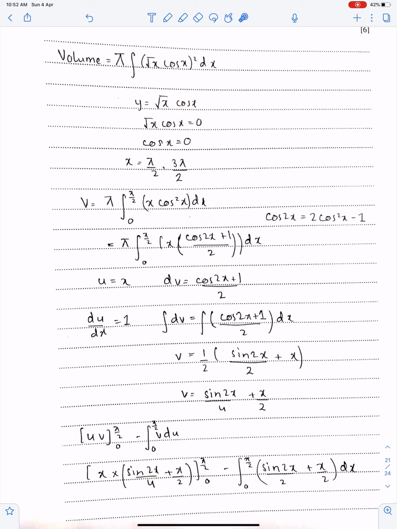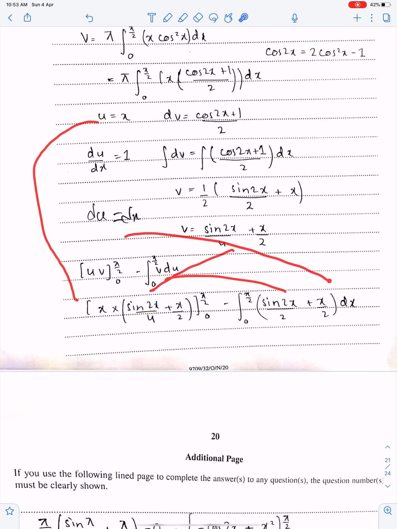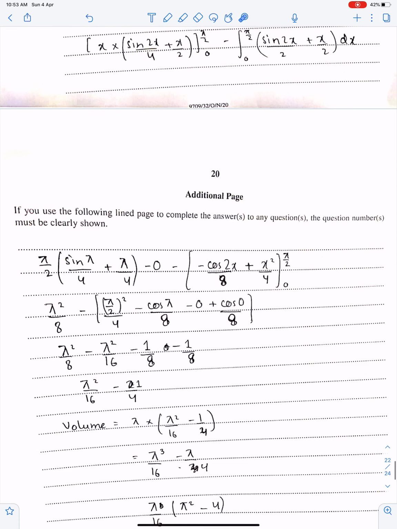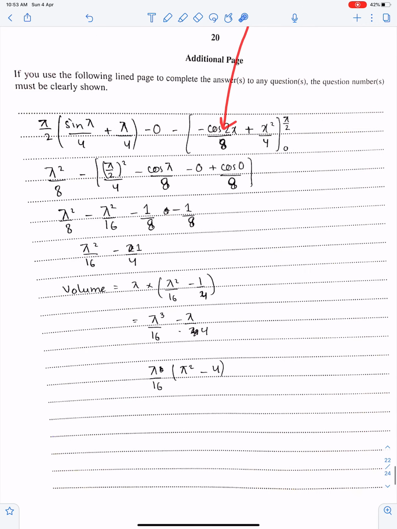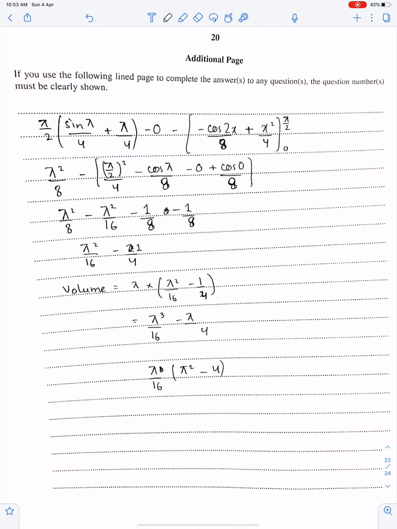So this is v and this is du. Now this is the by parts formula. Substitute everything in the formula carefully. U, du and v. So u is x, v is this, and du is dx. Now apply limits here and then integrate this and then apply the limits carefully. Amazing solution.